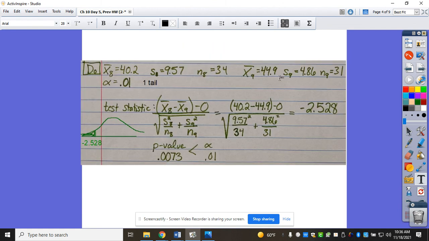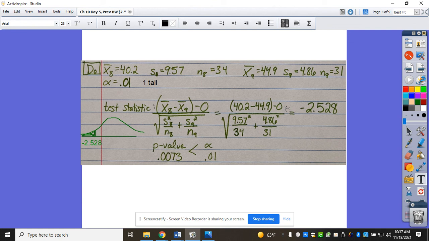So we've got this one. It gave us all the information, so that shouldn't have been too hard. You're just writing it down. Alpha was 0.01. It is a one-tail. Plug in our numbers into the equation, and you should get either negative 2.528 if you did it the way I did it. If you did it as 9 a.m. minus 8 a.m., then you would have positive 2.528.